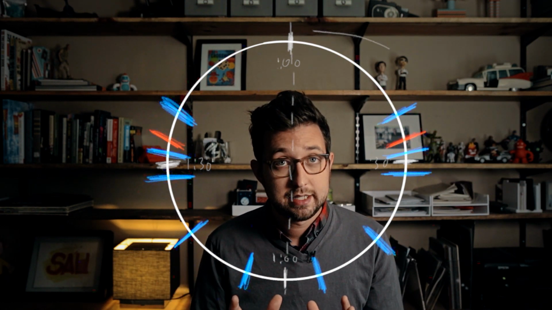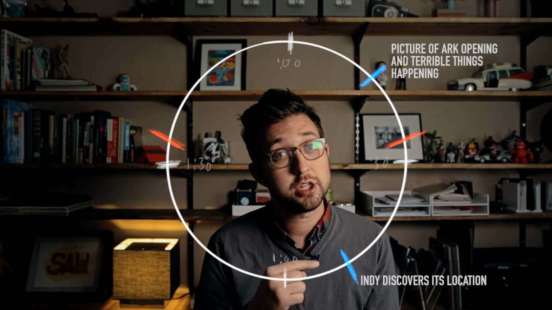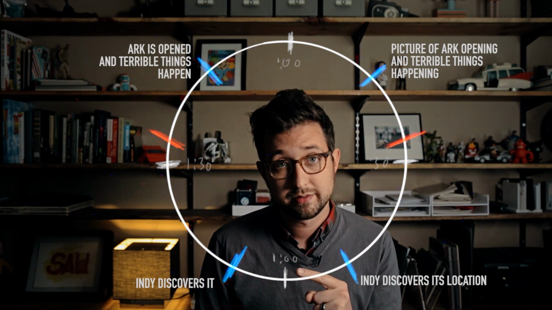Symmetry. This is balanced with this. So let's track Sallah in the film. Here's where the character of Sallah enters the film, and here's where he exits the film. Right? One more. Here's where the Ark is introduced into the story, and we see an illustration of it being opened, and it's insinuated that terrible things will happen when it's opened. Here's where Indy discovers the exact location of the Ark. Right? Okay? Here's where Indy finds the Ark. Here's where the Ark is opened, and we see terrible things happen when it's opened.